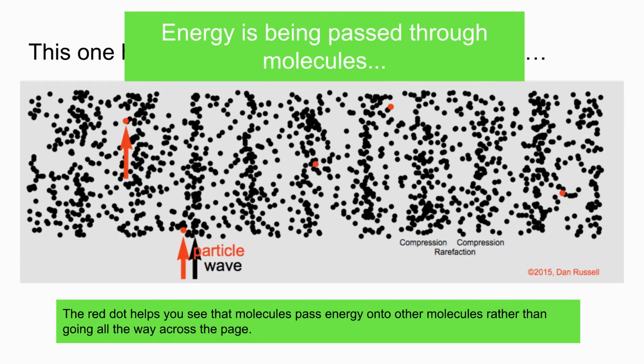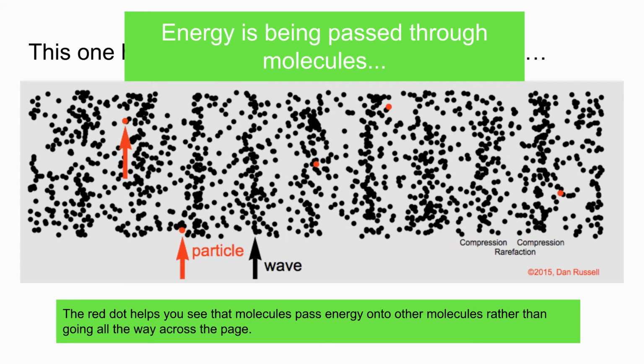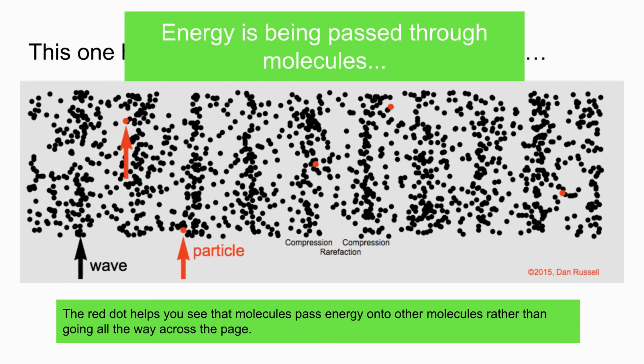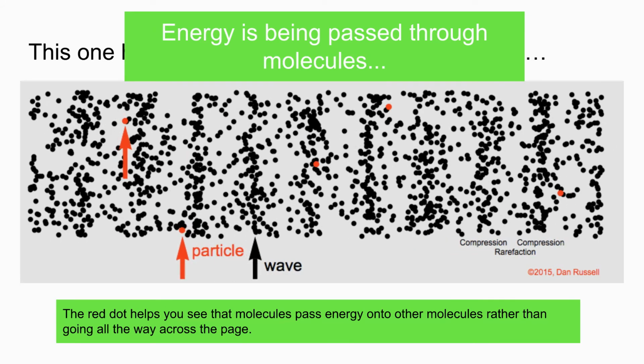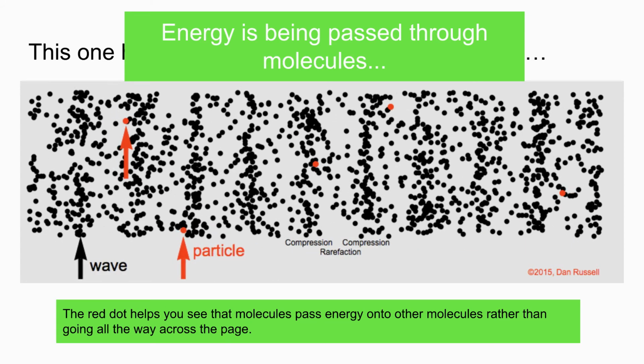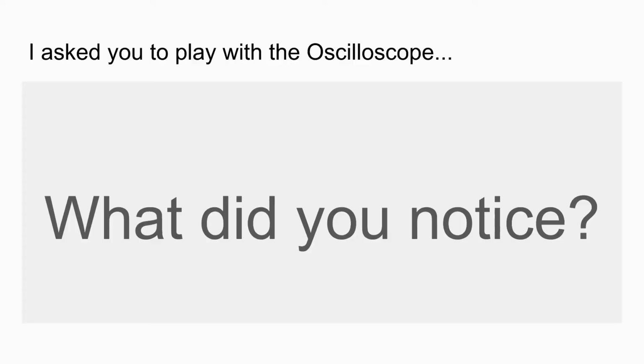And those of you in person, we will look at it with a slinky. That's a really easy way to understand how this works. But those of you at home, I'm trying my best to explain this to you. So let's think about the fact that when you played with the oscilloscope, you didn't see the molecules squished together. You saw lines, and so that's a transverse wave.